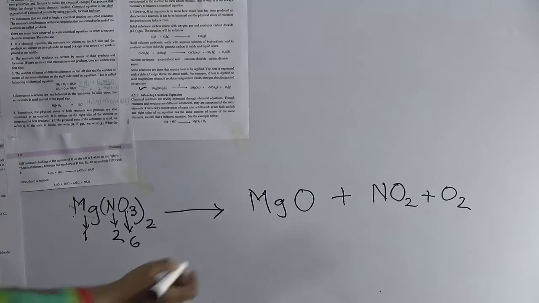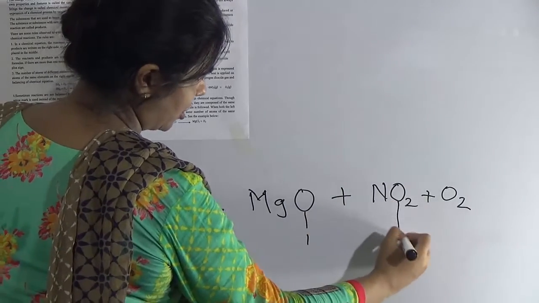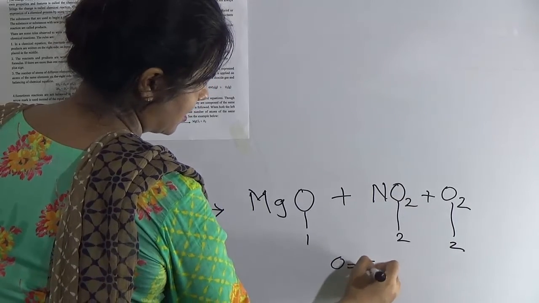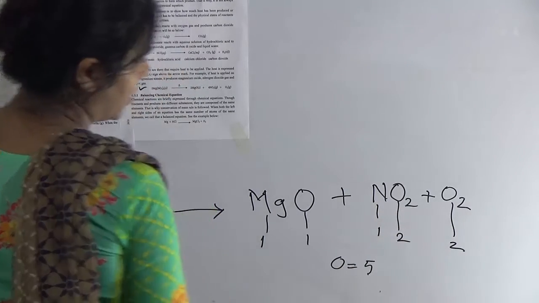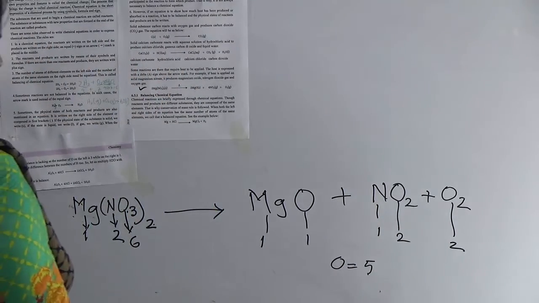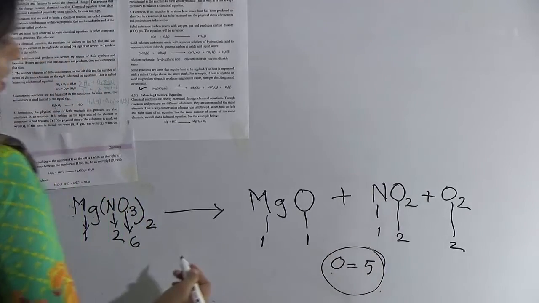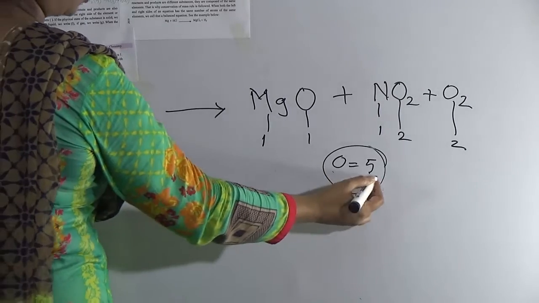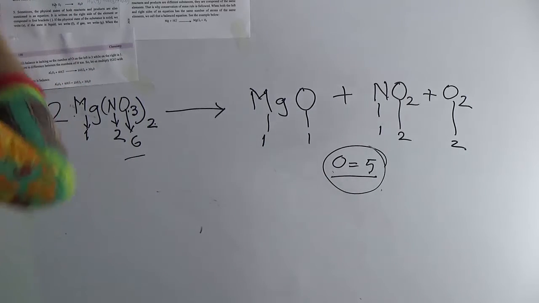Now come here. Here 1 oxygen, 2 oxygen, 2 oxygen. In total oxygen is 5. Magnesium 1, nitrogen 1. That means here oxygen is 5, but in total oxygen on the left side there is 6, and we have to balance the oxygen first, because here 5 and here 6. So to make it equal, we have to give first here 2.